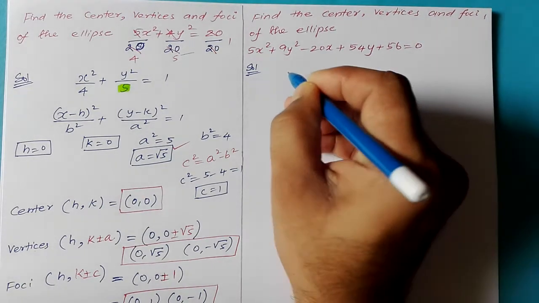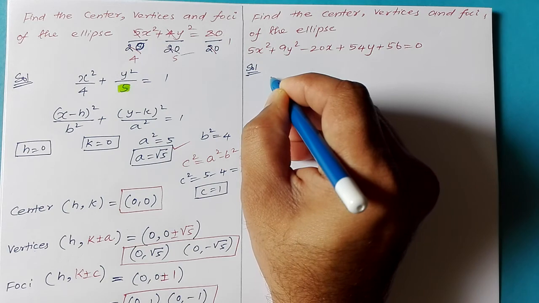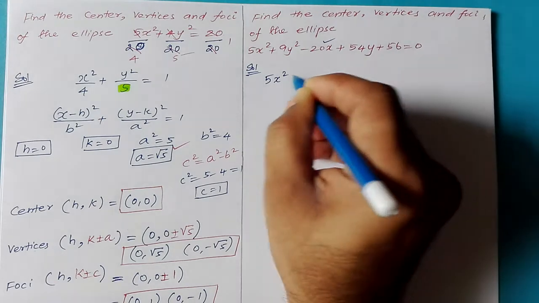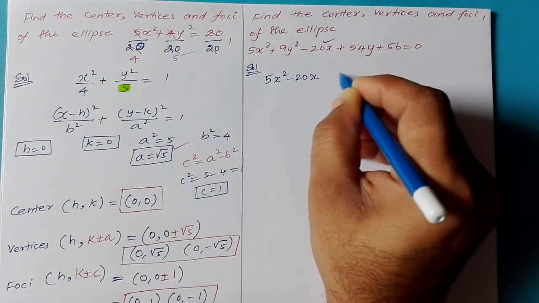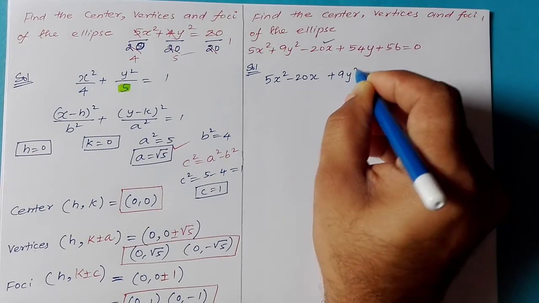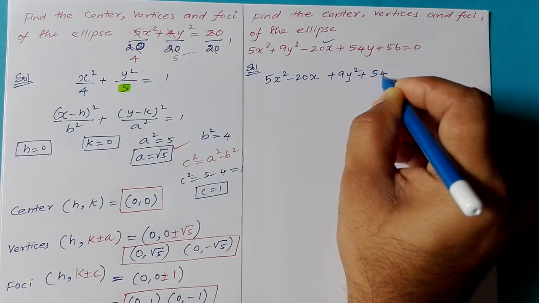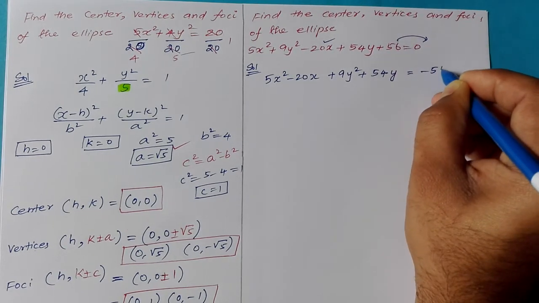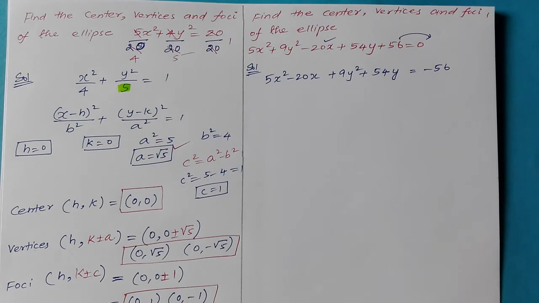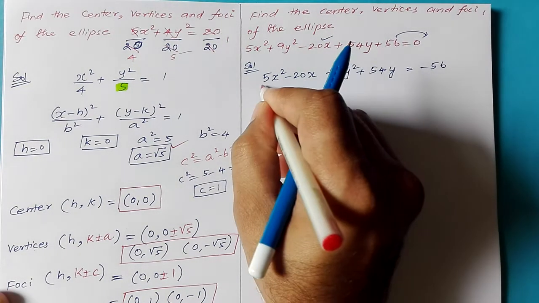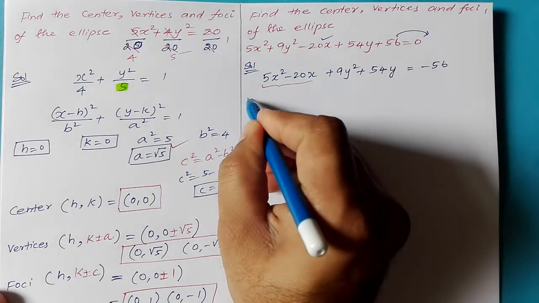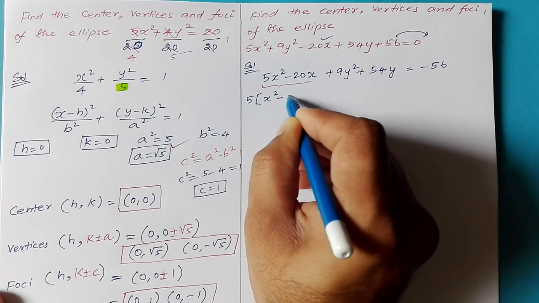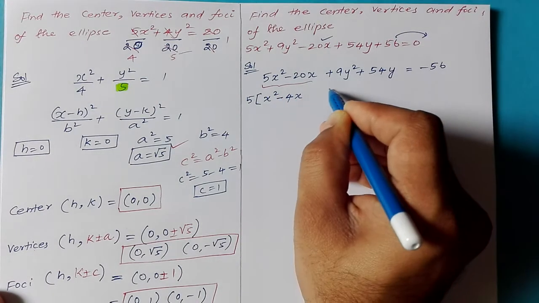Now, what is the difference here? I can put the x terms and the y terms together. So here 5x square, the x term minus 20x, and the y terms, 9y square plus 54y, which is equal, if you bring that side, to 56. Now what is the common factor here? 5. If I take 5 outside, x square minus 4x. Is it correct?